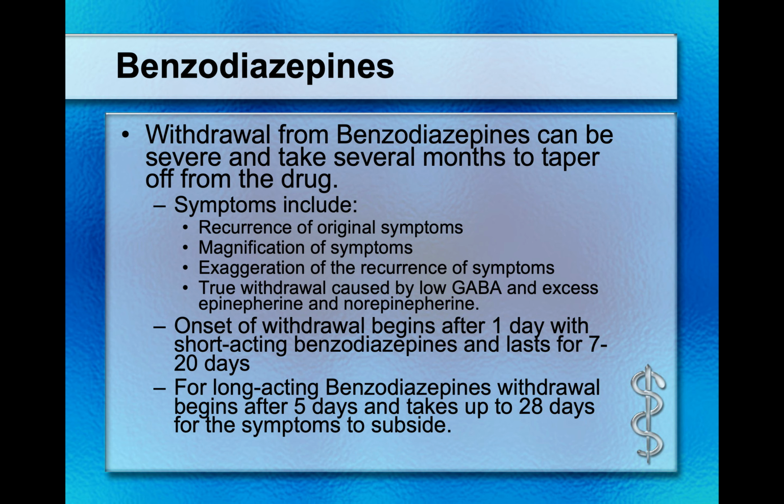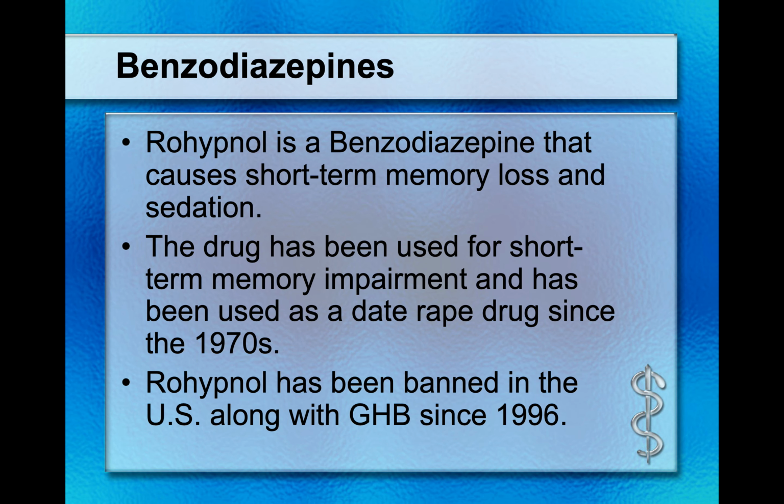Onset of withdrawal begins after 1 day with short-acting benzodiazepines and lasts for 7 to 20 days. For long-acting benzodiazepines, withdrawal begins after 5 days and takes up to 28 days for the symptoms to subside. Rohypnol is a benzodiazepine that causes short-term memory loss and sedation.